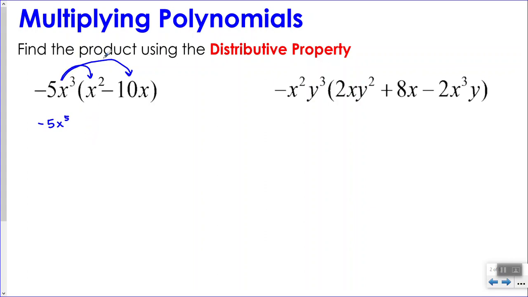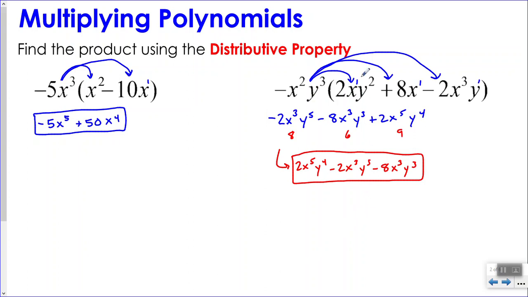Then we have negative 5x cubed times negative 10x. So negative 5 times negative 10 is positive 50. And we have x cubed times x to the 1st, which will give us x to the 4th. If we look at this, there are no more terms that we can combine. Our answer is in standard form, degree 5 then degree 4, so we know that this is our final answer. Go ahead and pause the video and try the second example.